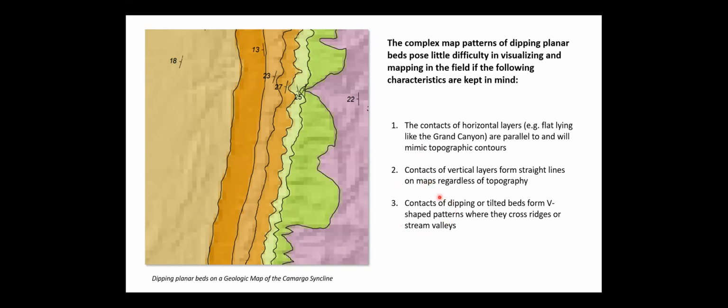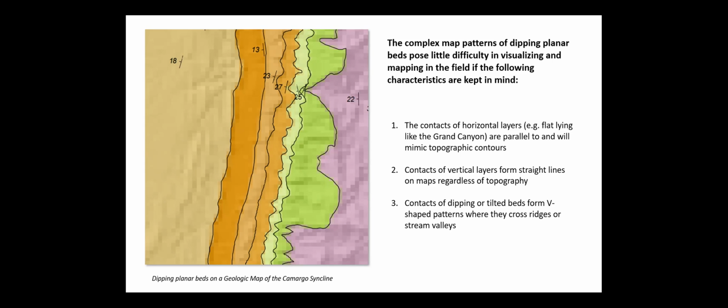Okay, and so any time we're between these two extreme end members of horizontal layer cake stratigraphy and perfectly vertical, tilted 90-degree stratigraphy, the contacts are going to be tilted to some degree. And the contacts of dipping or tilted beds are going to form V-shaped patterns where they cross ridges or stream valleys.